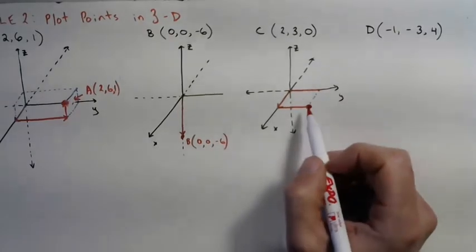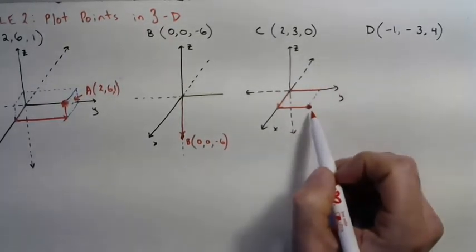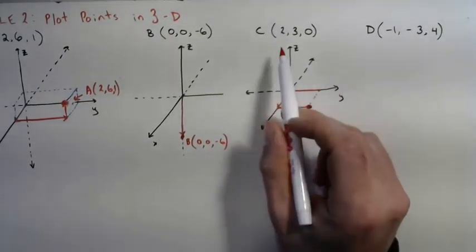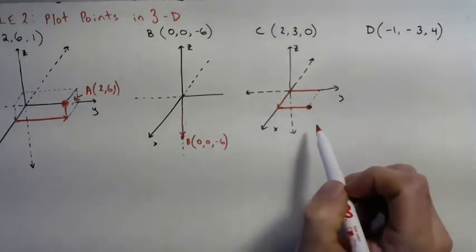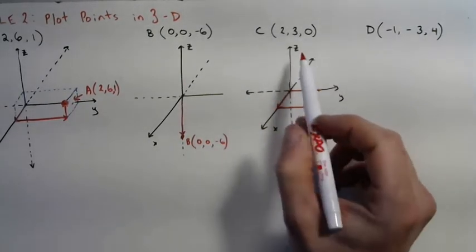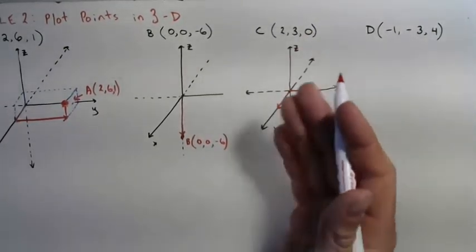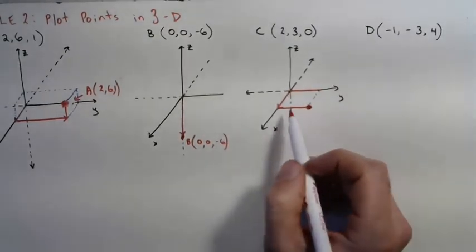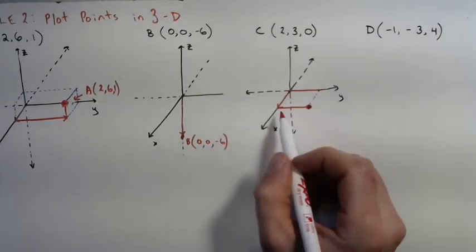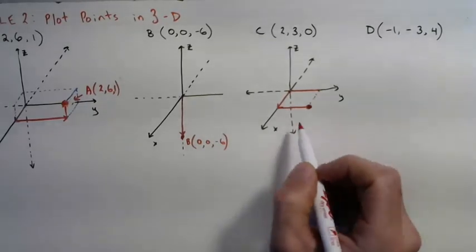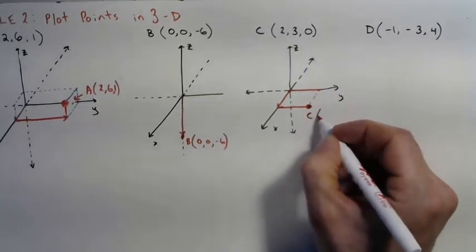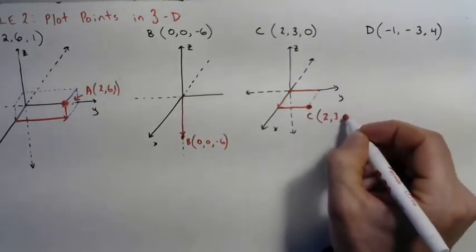So that point is then on the XY plane, okay? Because it's 0 up and down. There is no height to this thing. We ended up just creating a rectangle. It's not a square, it's a rectangle on the XY plane. So this is the point C, 2, 3, 0.